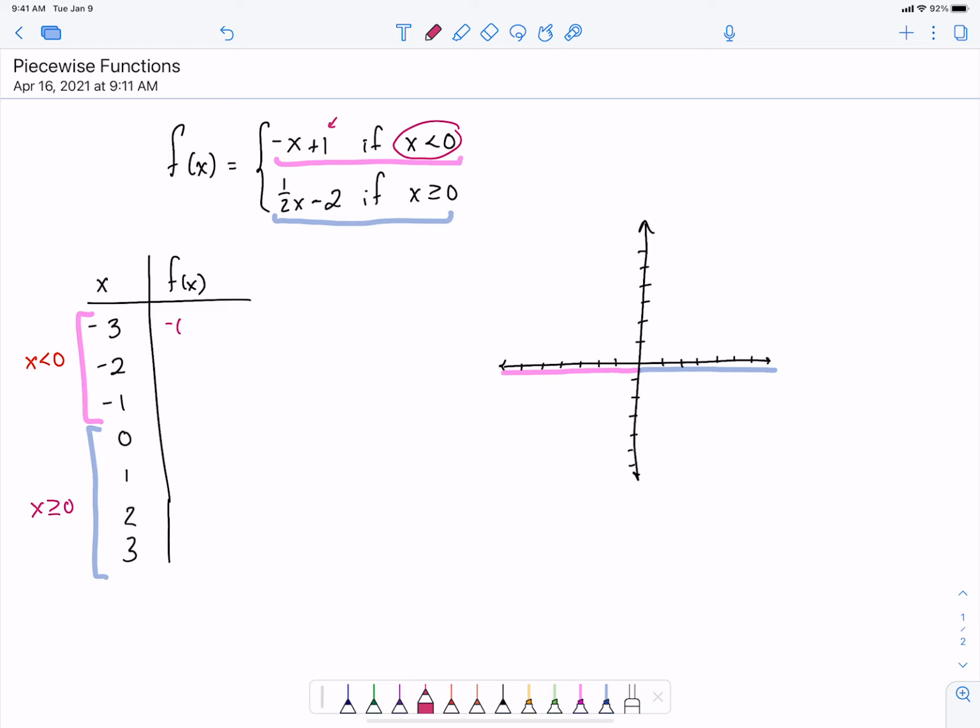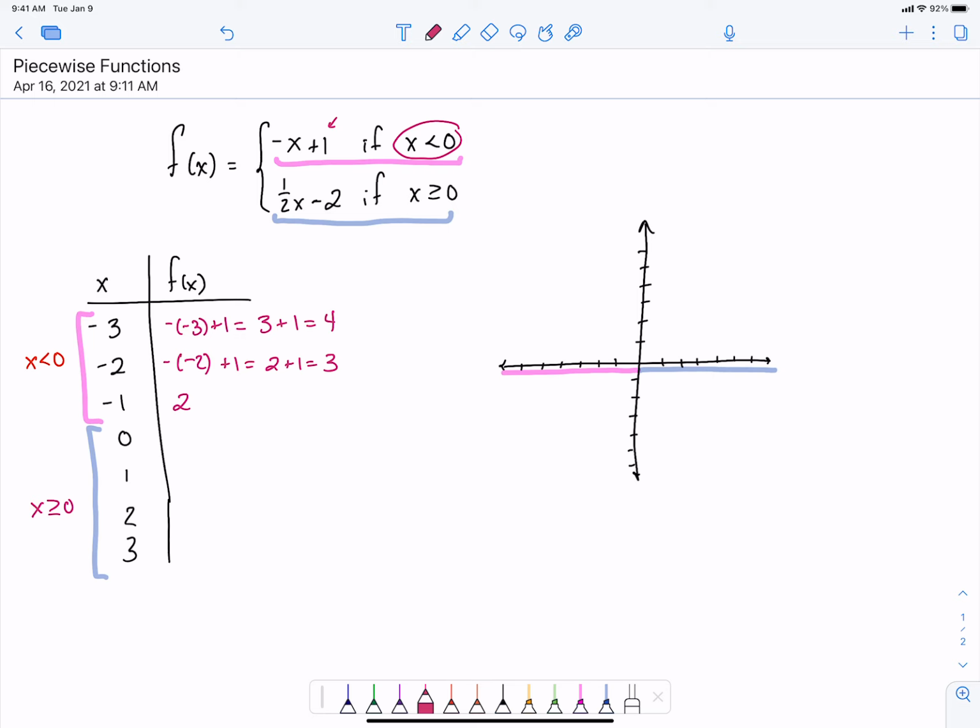So we get the negative of -3, plus 1. So we get +3 plus 1, which is 4. And then we can keep going. -2 is still less than 0. And on this one, we get 2 plus 1, which is 3. We start to see the pattern there, and that gives us 2.